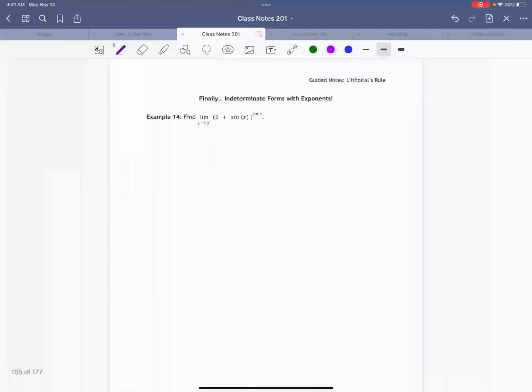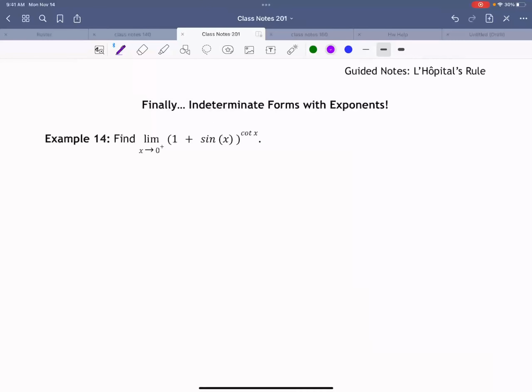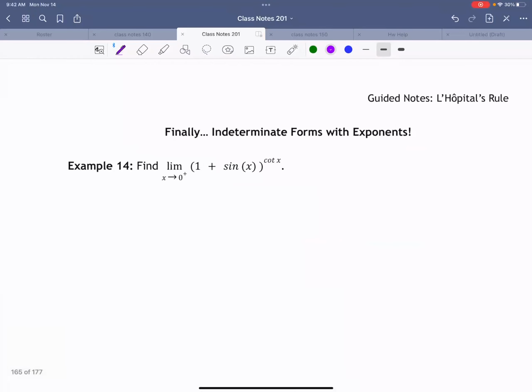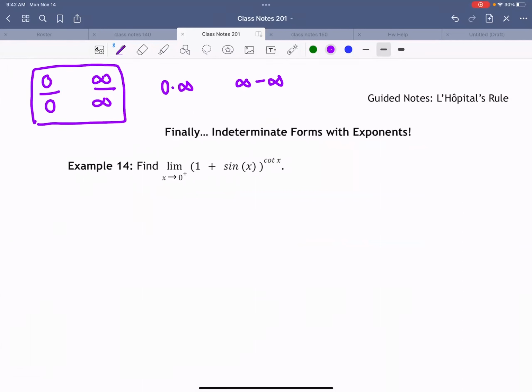All right, let's go to example number 14, our final type of indeterminate form. These ones are the tricky ones. If you thought we were done here, it gets a little bit more complicated. Let's review. So far, we've done indeterminate forms that look like 0 over 0 and infinity over infinity. We did 0 times infinity, and then we finally got to infinity minus infinity. Remember, L'Hopital's rule only works for these specific types of indeterminate forms, and if you get the other types, you make them into 0 over 0 or infinity over infinity. That's kind of what we did.